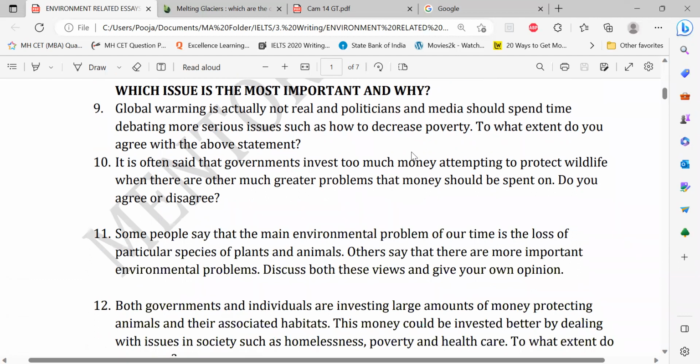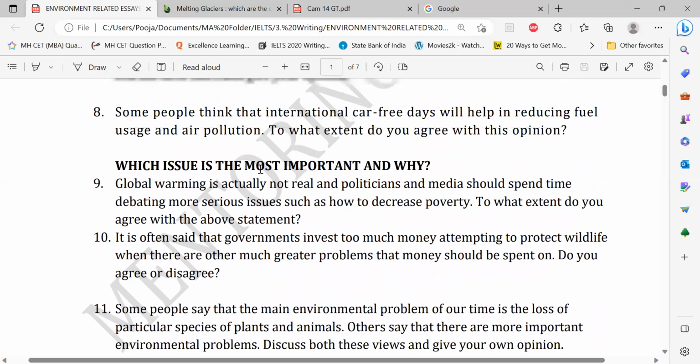All right. Then we are talking of which issue is the most important one. Global warming is actually not real, and politicians and media should spend time debating more serious issues such as how to decrease poverty. To what extent do you agree with the above statement? Do you agree?